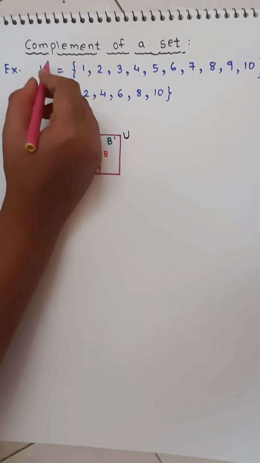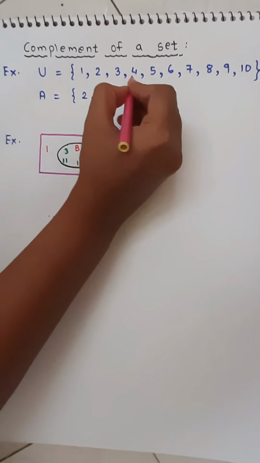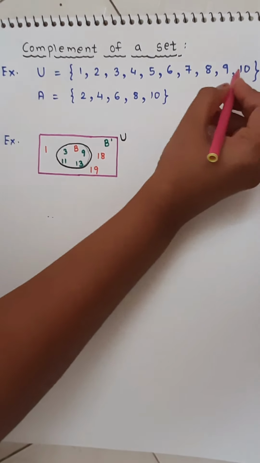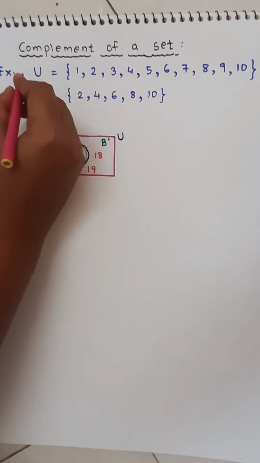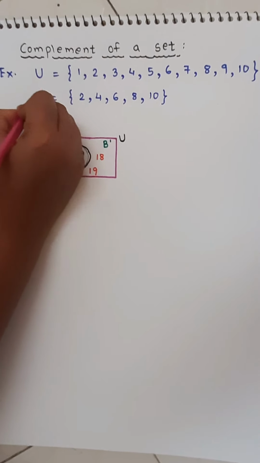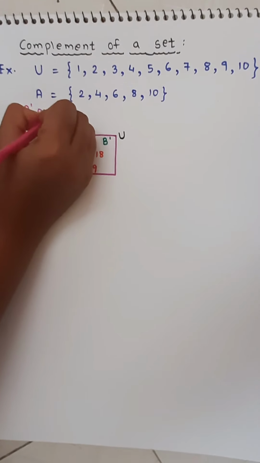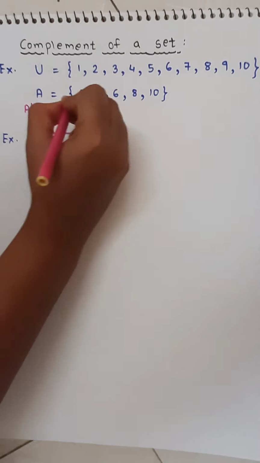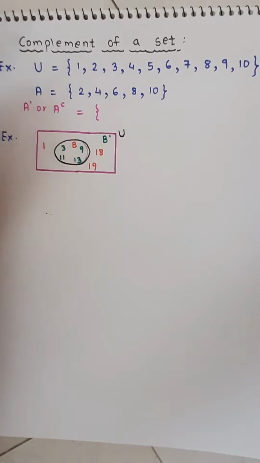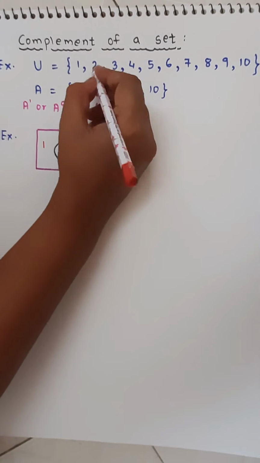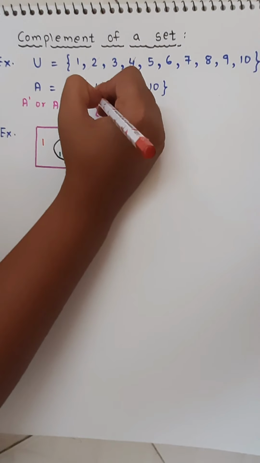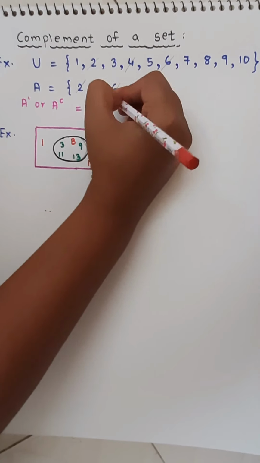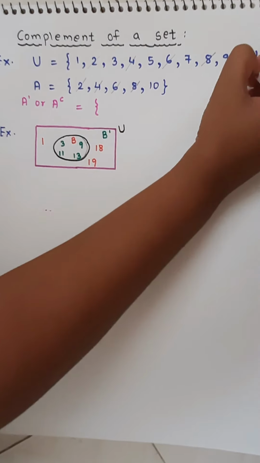Suppose U, the universal set, is 1, 2, 3, 4, 5, 6, 7, 8, 9, 10, and A is 2, 4, 6, 8, 10. Now the complement of a set is first of all denoted by A dash, or it could be A complement. What does complement mean? Strike off all the common ones. This 2 is common in both, so I'm not going to write it. 4 is common, strike off. 6, 8 and 10 as well.